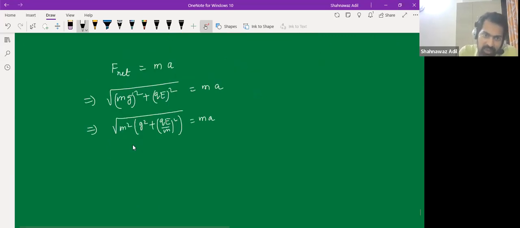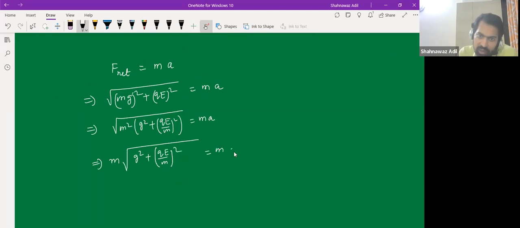So m square is taken outside of the root. So this is m, and then this is root of g square plus (qE by m) square. This is m, so m cancels, and this is a, which is g effective. So for g effective, I will get root of g square plus (qE by m) whole square. So this is the g effective.